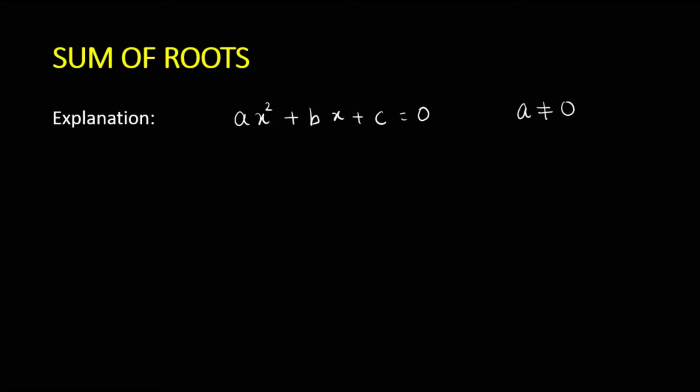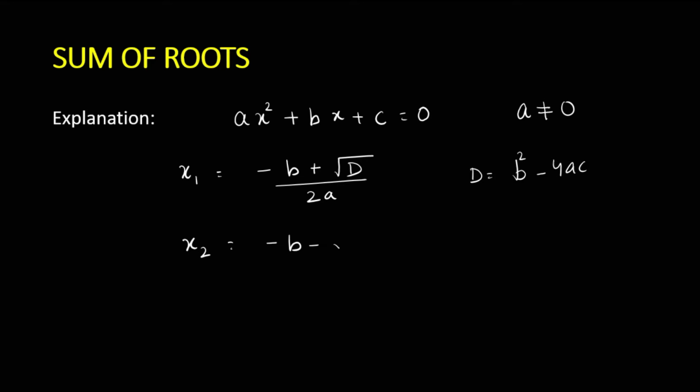It has two roots. Suppose x1 is minus b plus under root d divided by 2a. This is first root, where d is equal to b square minus 4ac, that is discriminant. This d decides the nature of roots, and second root is x2 when we take negative sign. So this is minus b minus root d divided by 2a. Now we have two roots of the quadratic equation as we already discussed in the previous class.